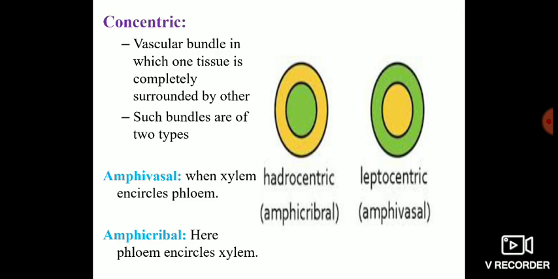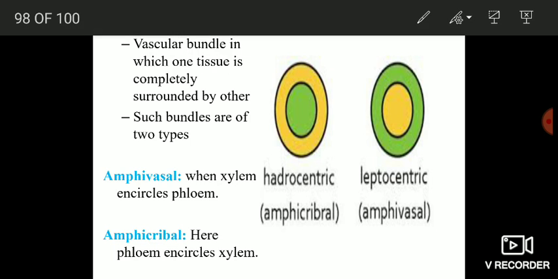The third type is concentric type. In these vascular bundles, one tissue is completely surrounded by the other tissue, and there are two types of concentric vascular bundles. The first one is known as amphivasal. In amphivasal concentric type, xylem encircles the phloem. This is xylem, it is encircling the phloem. It is also known as leptocentric. Leptocentric means phloem is on the inside and xylem is on the outer side.